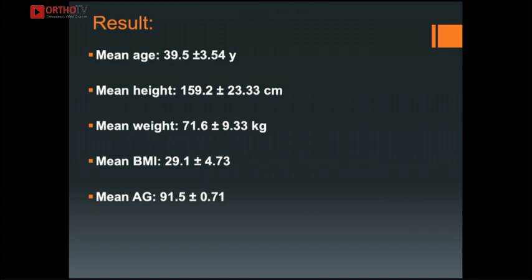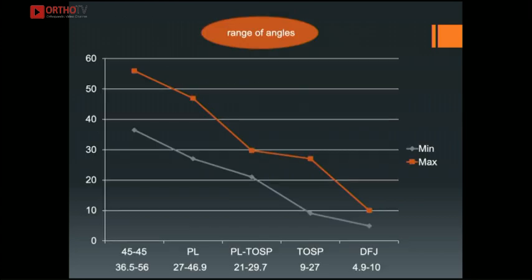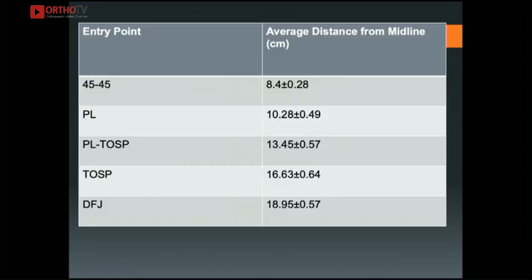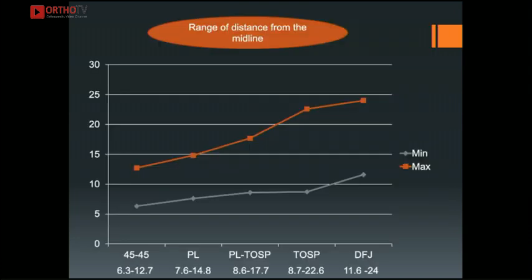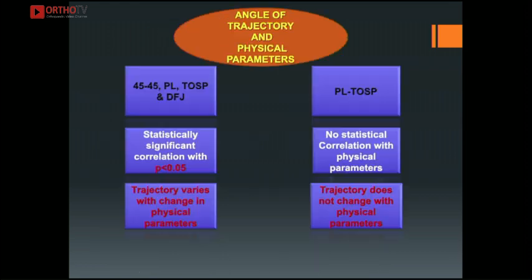Weight was around 71, BMI 29, and abdominal girth around 91. As you can see in the figure, for PL and TOSP the range is between 21 to 29 degrees, which is maximum for the 45 entry point, from 36 to 56. The average distance from the midline for PL-TOSP is around 13 to 14, whereas for PL it is 10, and for TOSP it is around 16. The range of distance from midline for PL-TOSP is around 8.6 to 17.6.